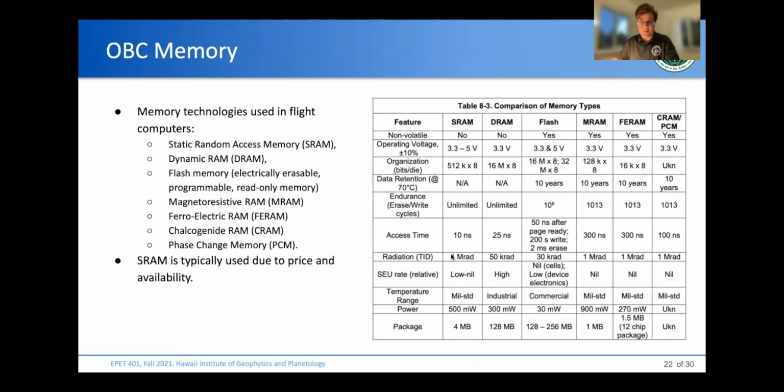Again, it depends on your mission. So you can see here the variability. MRAM is actually quite high in terms of power consumption. Yeah, so that gives you an overview of what you can expect.